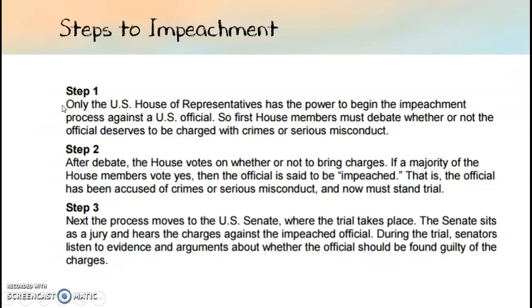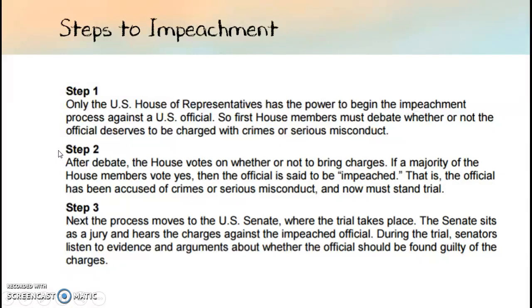Only the U.S. House of Representatives has the power to begin the impeachment process against a U.S. official. So first, House members must debate whether or not that official deserves to be charged with the crimes or serious misconduct. Okay, so what's important to remember here is only the House of Representatives can do this. And before they come up with the charges, they debate it. They talk it over and decide whether or not it's serious enough to proceed.